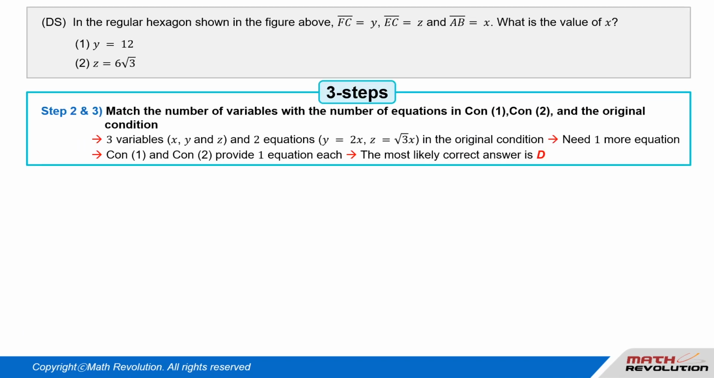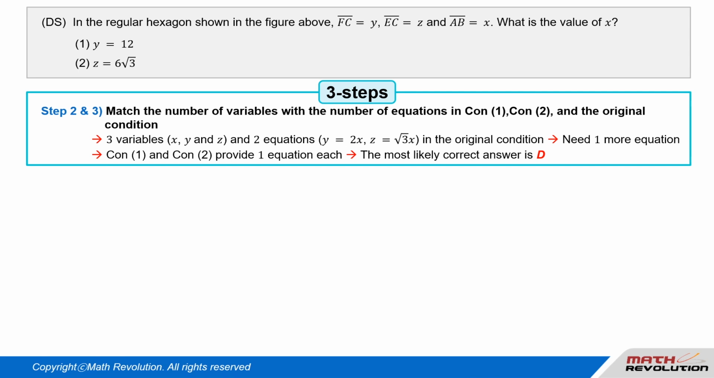Follow the second and the third steps. From the original condition, we have 3 variables, x, y, z, and 2 equations: y equals 2 times x, and z equals square root of 3 times x, as shown in the above figures. To match the number of variables with the number of equations, we need one more equation. Since conditions 1 and 2 provide us with one equation each, it's about 60% likely D is the answer.